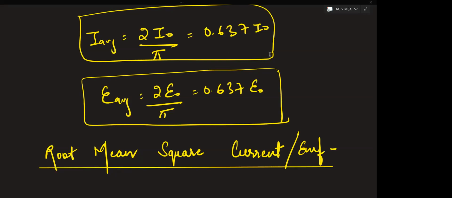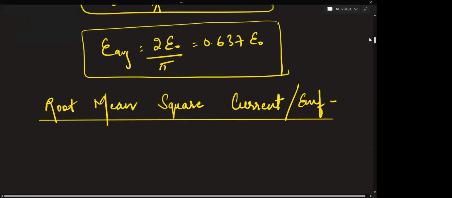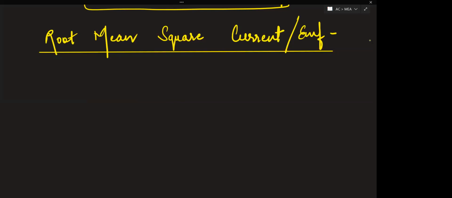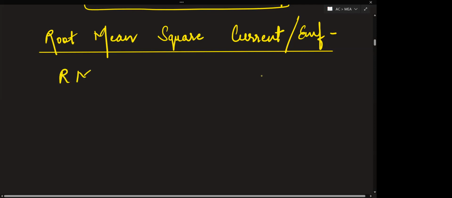Now see, RMS value we will calculate. RMS, we commonly say it as RMS, full form is root mean square. But we do not perform root first. We perform square first, then mean, then root. First you square it, then you take out the mean value, and then you take out the root value.